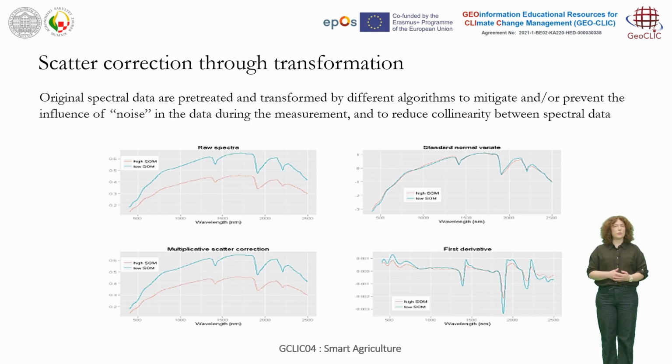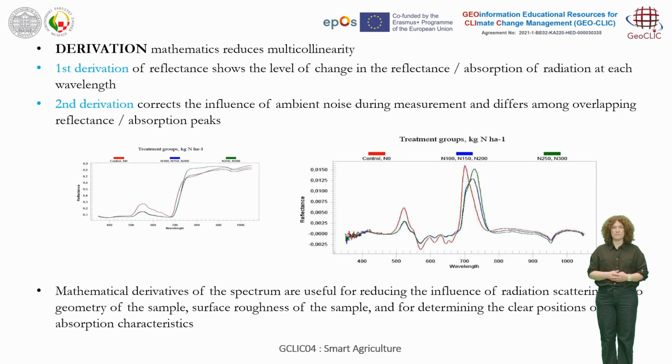What we will do through the practicals is some spectral transformation, preprocessing and pretreatments. Original spectral data are pretreated and transformed by different algorithms to mitigate and prevent the influence of noise in the data during the measurement process, and to reduce the collinearity which we have in spectral data and the overlapping of absorption peaks, for example of water, minerals, and organic matter, especially in the near infrared. I will shortly explain each of these preprocessing methods we usually use.